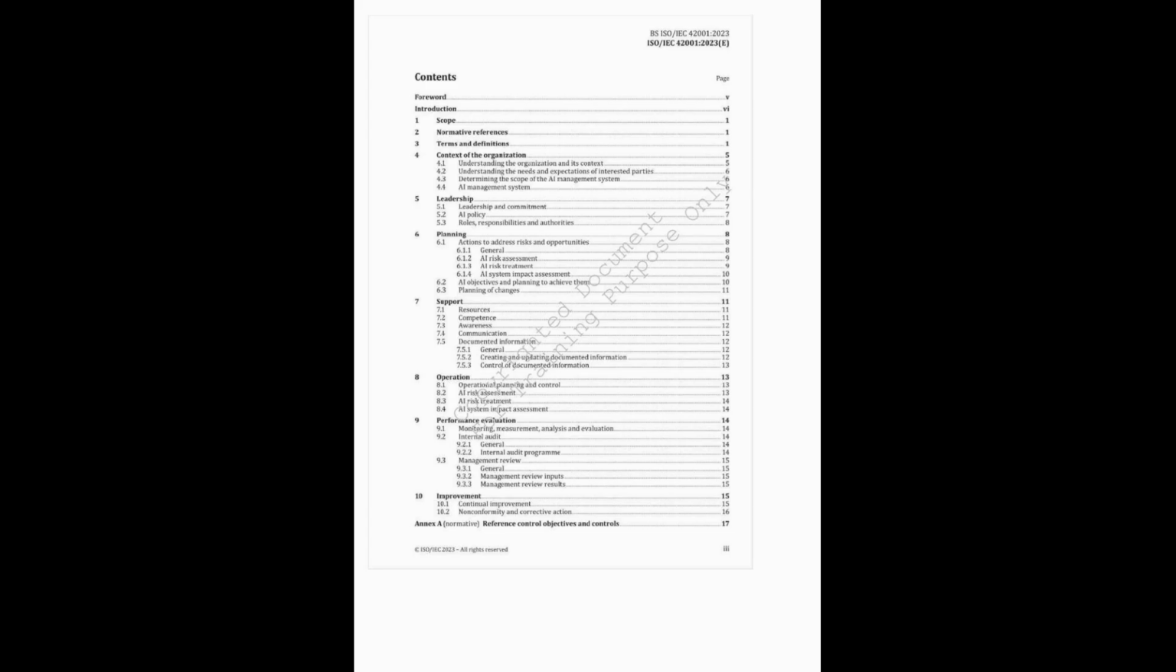Documentation is key. Good. Now let's move on to Clause 9.2, internal audit. Internal audits, those can be a bit daunting, can't they? They don't have to be. Think of them as a checkup for your AI management system. A way to make sure everything's in tip-top shape. Exactly. And there are two main things you're checking. Okay, lay them on us.